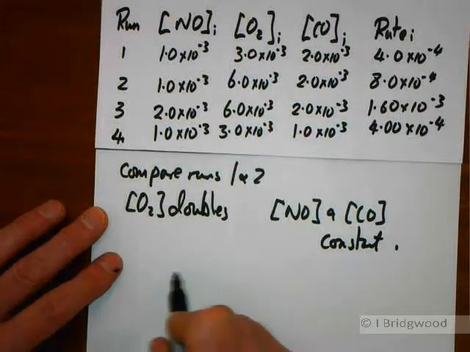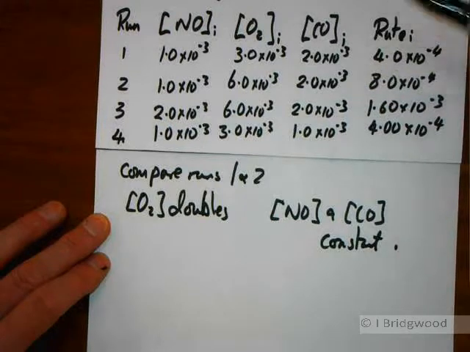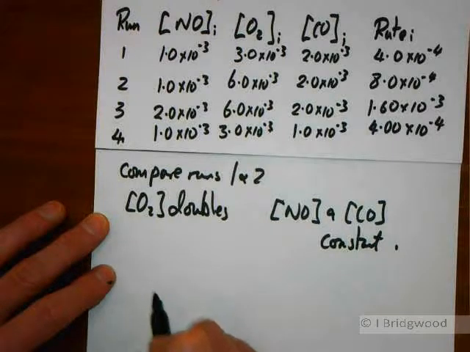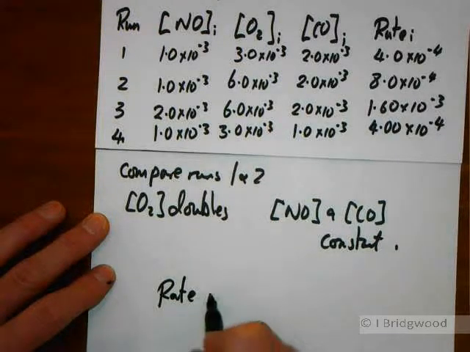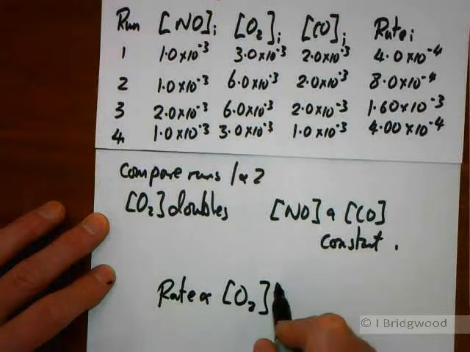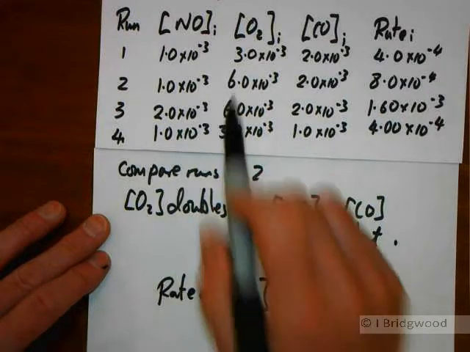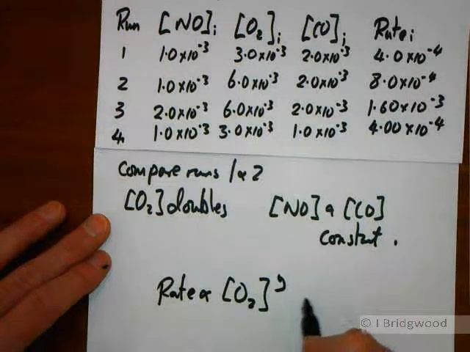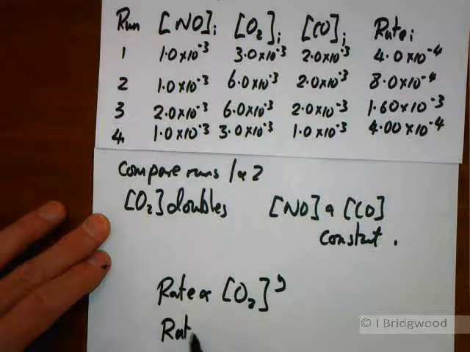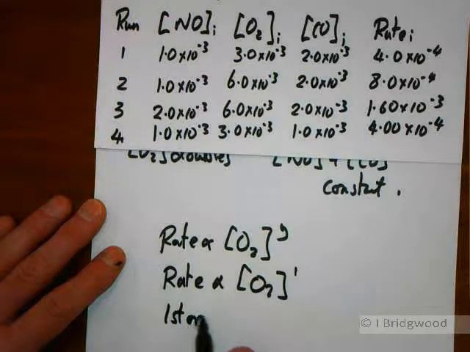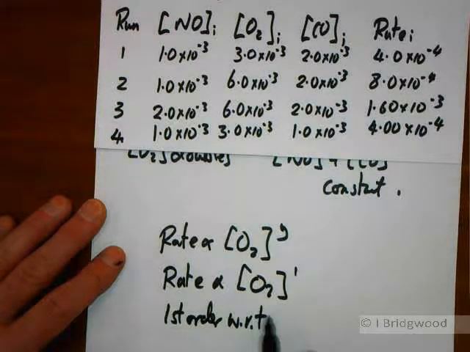Okay, so let's have a look and see what happens to the rate of reaction. You'll notice again it doubles, so therefore we can say the rate is proportional to oxygen concentration to the power, let's say y in this case. A doubling of the concentration produces a doubling in the rate of reaction, so therefore rate is proportional to the concentration of O2 to the power 1. In other words, again it's first order with respect to oxygen.